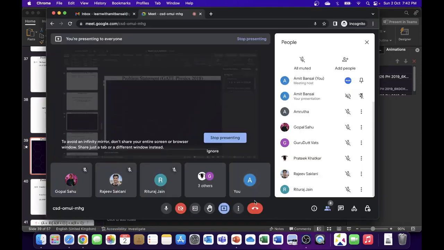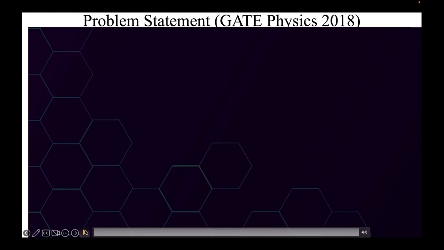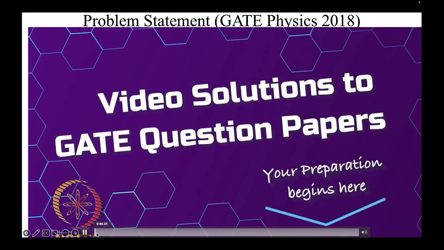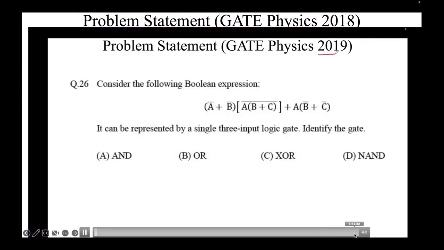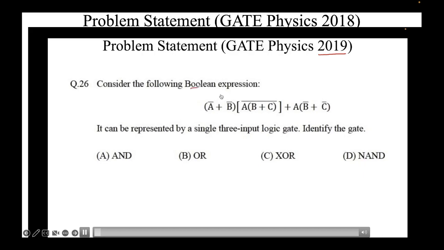Okay, so let's do this. The problem from GATE Physics 2019 reads as follows. Consider the following Boolean expression.